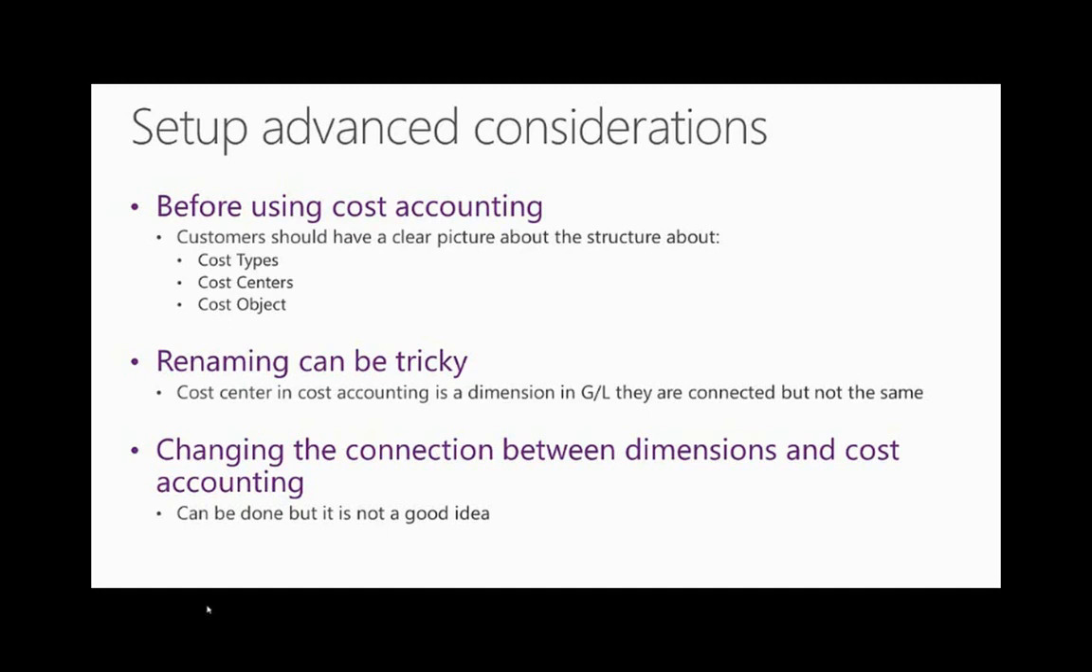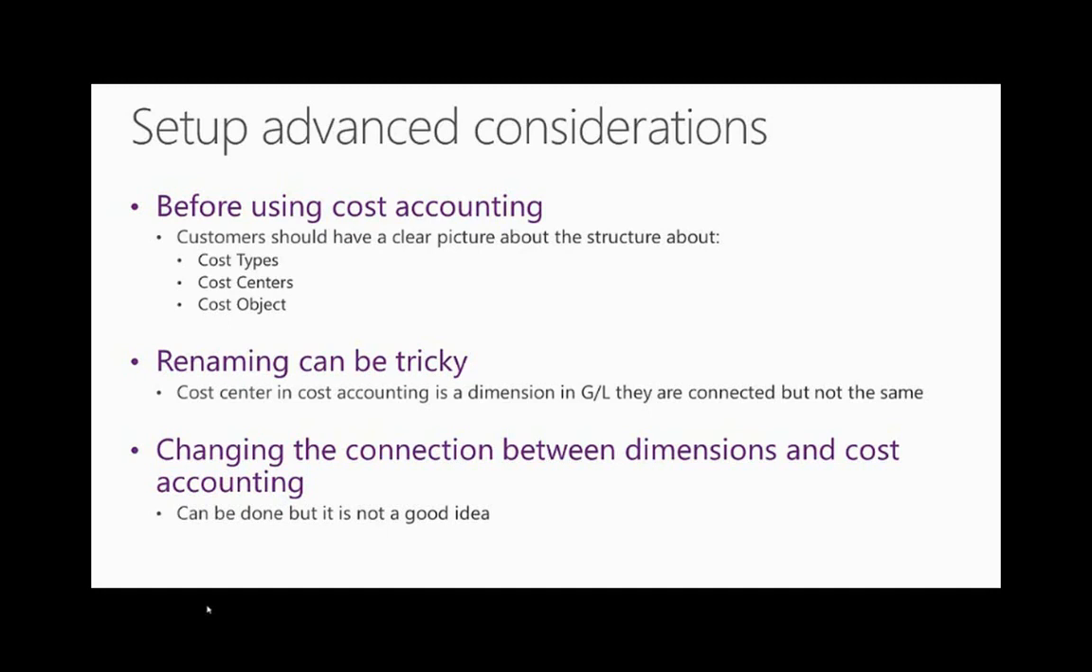The next thing is renaming can be tricky. As you know, with cost types, there is a relationship to GL accounts, and this relationship is set by a filter or by a range field in the cost types. For cost centers and cost objects, there is no such field.